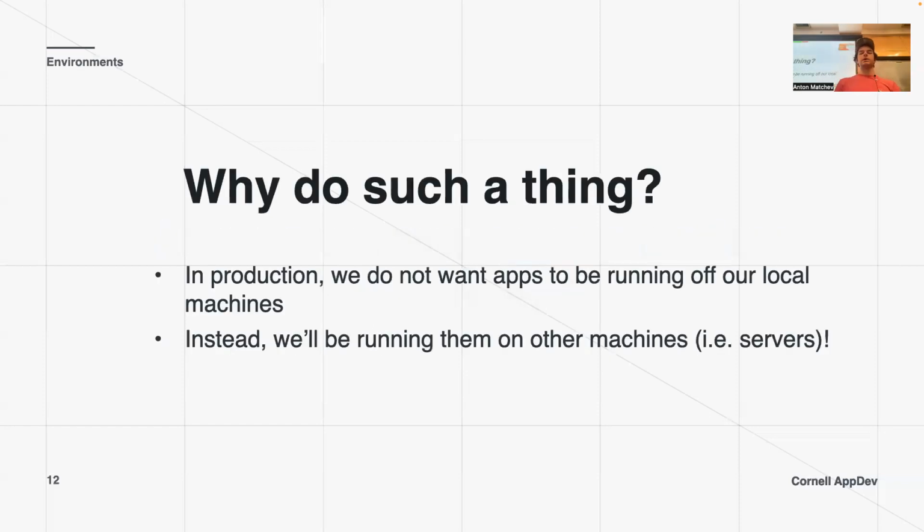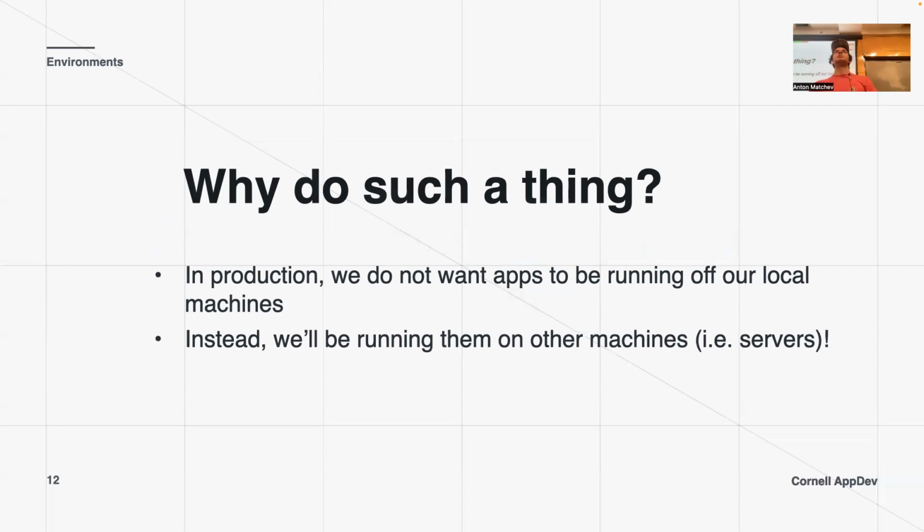So before we answer this, we need to think of why do such a thing, right? In production, we don't want apps to be running off our local machines. So you all know about Eatery. Eatery is the dining hall app where you can see all of the food that's in the dining halls, right? So let's say Eatery is running off my local computer, and it becomes nighttime and I fall asleep and I close my laptop, right? Then Eatery is down because my laptop's not working.